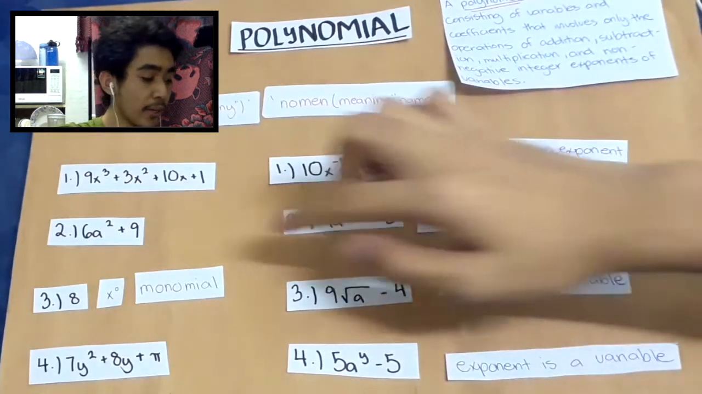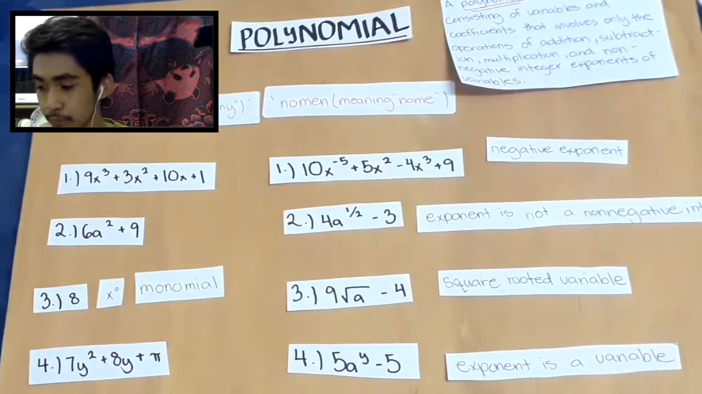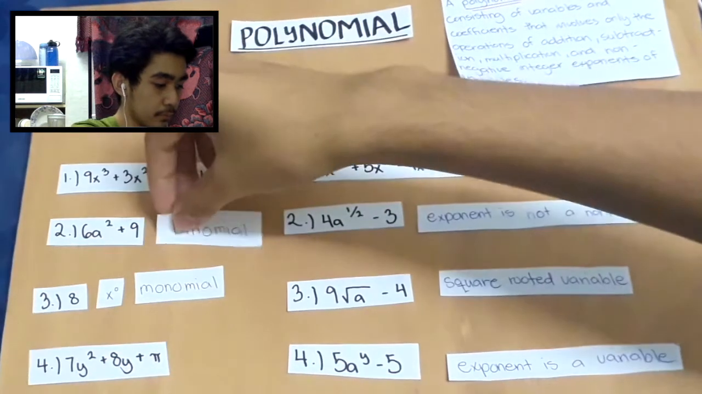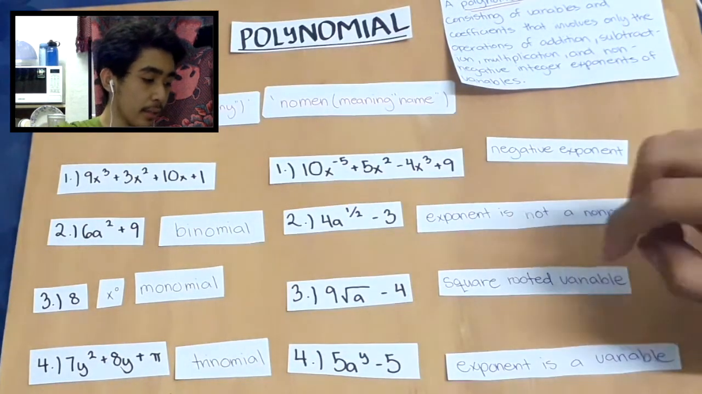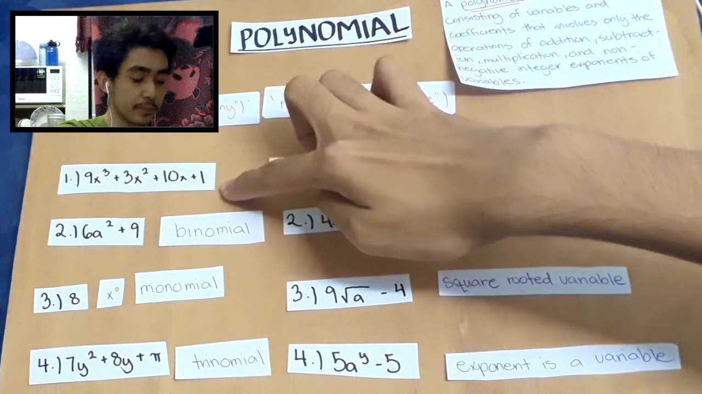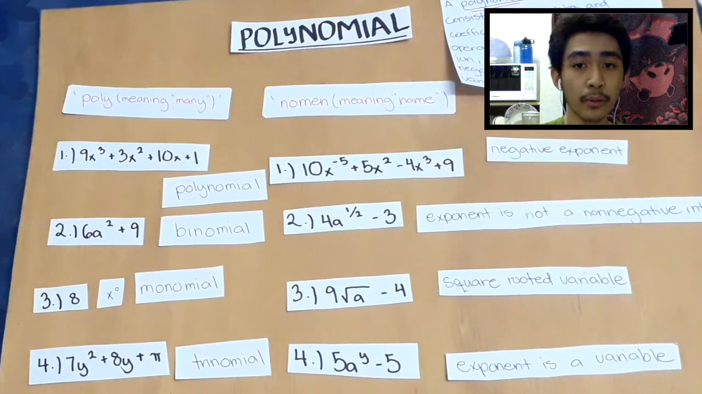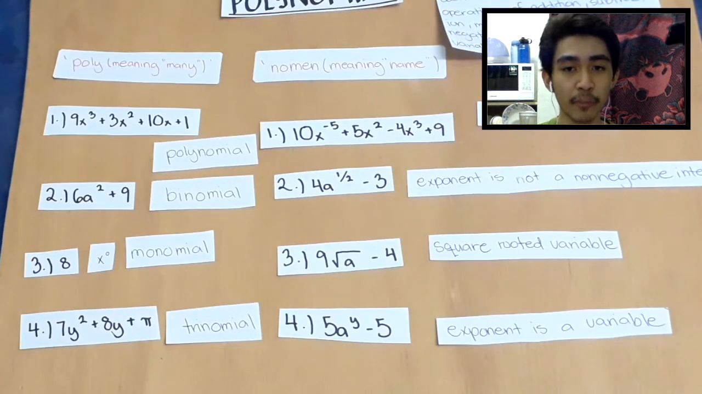This one here is a binomial since it has two terms, and this here is a trinomial. Finally, this expression is a polynomial because it has more than 3 terms. Now you know how to classify polynomials. We will be proceeding to finding the degree of a polynomial.